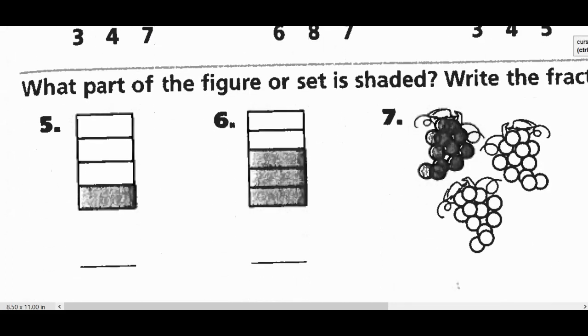Now look at this one. It says write the part of the figure or set that is shaded. Write the fraction. Got it. All right. How many are shaded in? Number 5. Out of how many total? 4. Boom.